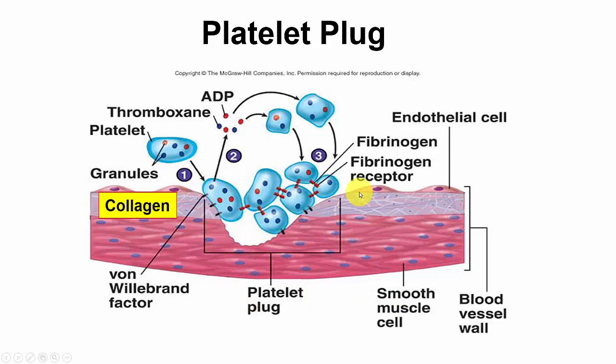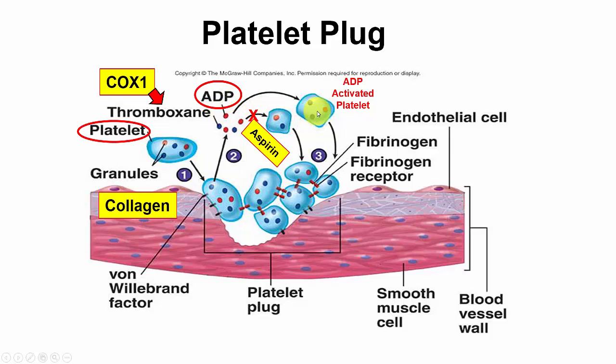So here is a blood clot. We've looked at this one once before, Platelet Plug. And here's the endothelium, the collagen underneath that, and then the smooth muscle cells even below that and around the blood vessel. And so here's the platelet, and here's COX-1 that makes thromboxane and aspirin. So aspirin inhibits the activation of platelets by thromboxane, and ADP also activates platelets, and Plavix inhibits that process.